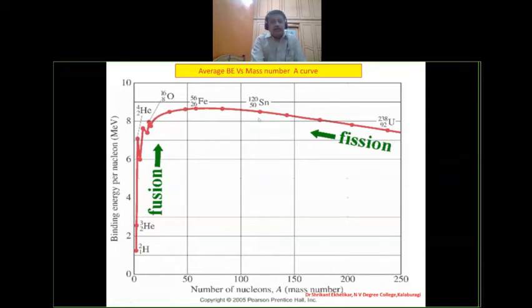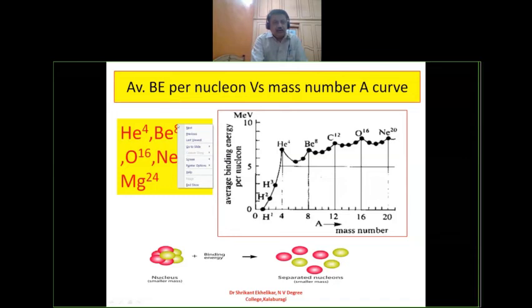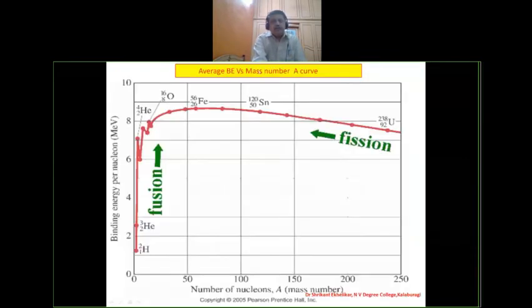Average binding energy is binding energy divided by the total number of nucleons inside it. So we have taken deuteron. Average binding energy is binding energy divided by 2, that is 1 proton plus 1 neutron. If it is an alpha particle, it is binding energy divided by A, that is 4, because 2 protons and 2 neutrons are there.